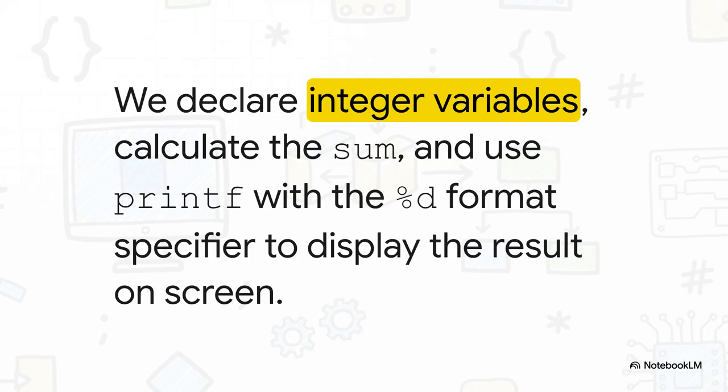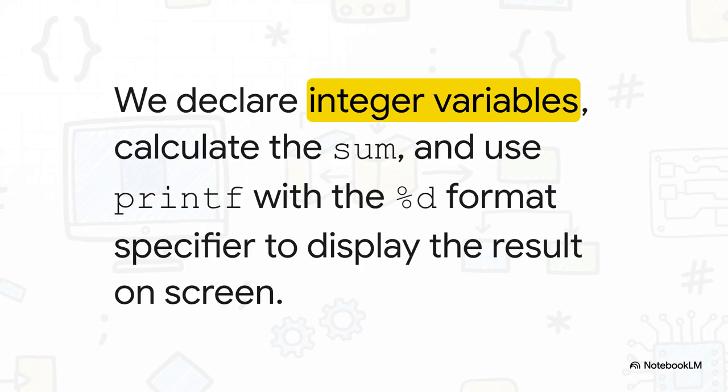We kick things off with #include <stdio.h>, which basically gives us the tools for standard input and output, like printing to the screen. Then, inside our main function, where every C program starts, we declare three integer variables, a, b, and sum. We give a the value 10 and b the value 20. Now the magic happens on this line. sum = a + b. The computer does the math for us.